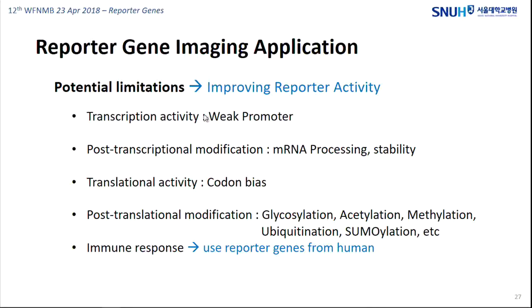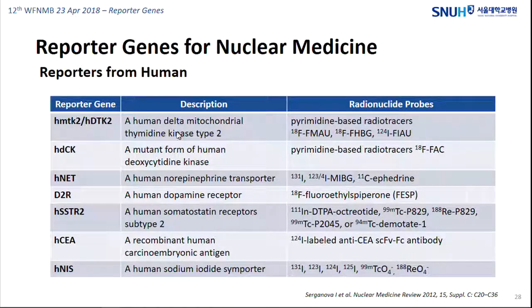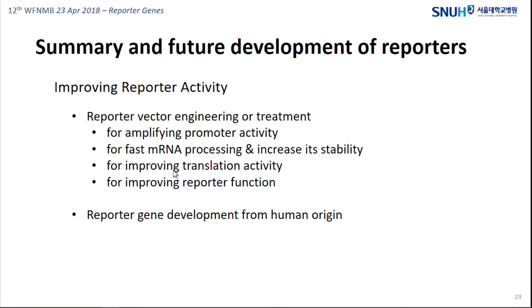So this kind of limitation has to be overcome, and this kind of basic molecular biology is one thing, and the other thing is the immune response. So it would be better to use reporter genes from the human, such as human thymidine kinase or deoxycytidine kinase, or the norepinephrine dopamine receptor. This kind of thing can be isolated from the human, so we have to focus on this kind of reporter for the clinical trials.